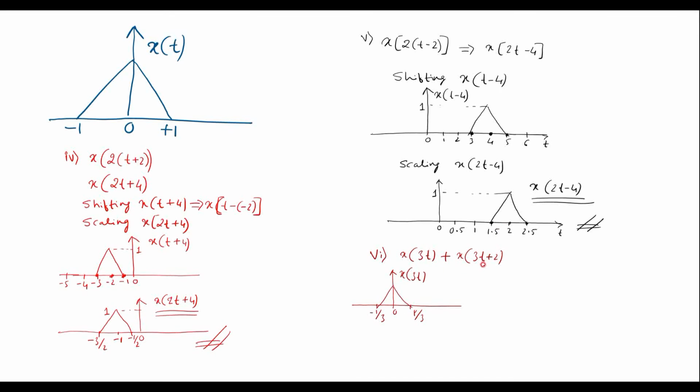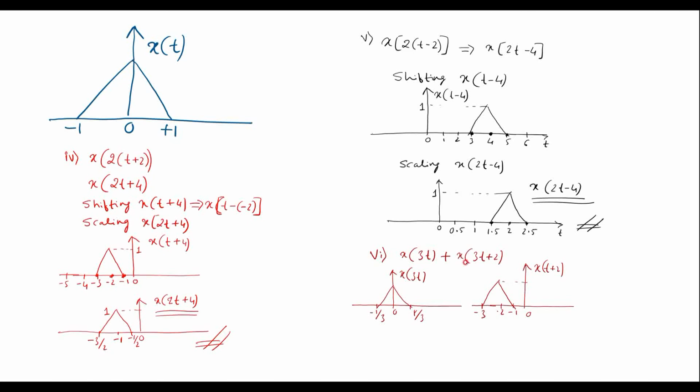Now we'll try to draw x of 3t plus 2. So to obtain x of 3t plus 2, first we have to perform shifting operation, that is x of t plus 2. I'll draw x of t plus 2 here. That is, x of t plus 2 is obtained by shifting x of t towards left by 2 units. That is 0, this is minus 1, this is minus 2, this is minus 3. So this signal will appear like this. This is x of t plus 2.